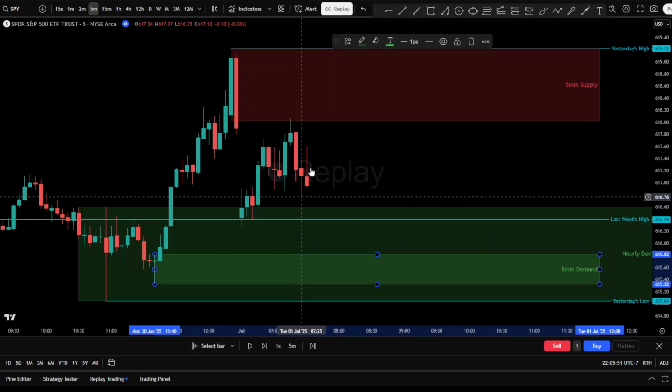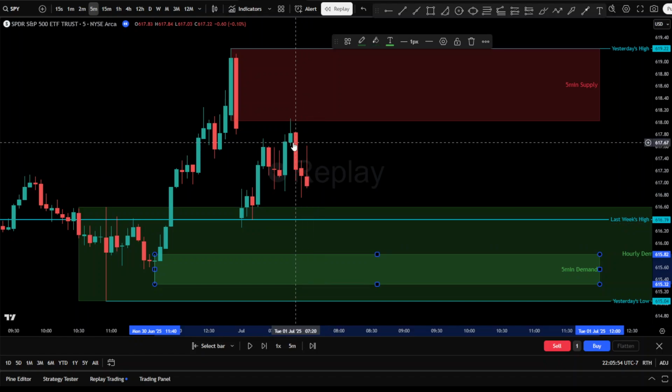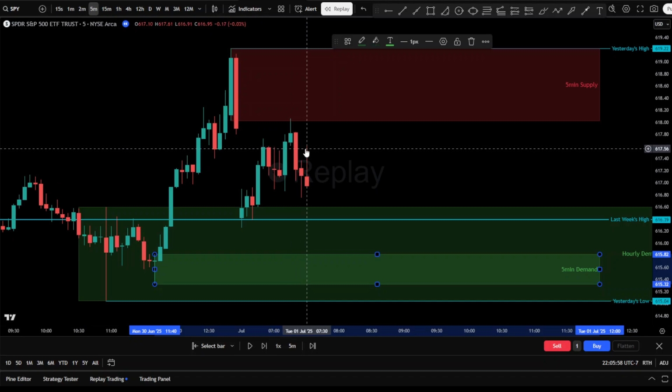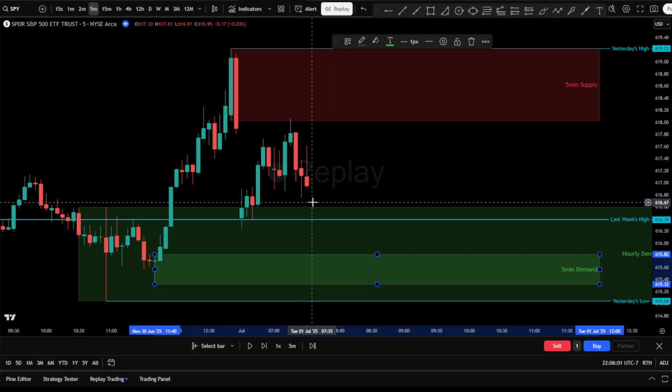On the futures, this wick definitely did reach into this little block right here. I think on the S&P, this was within a penny. It just touched there before continuing to the downside.